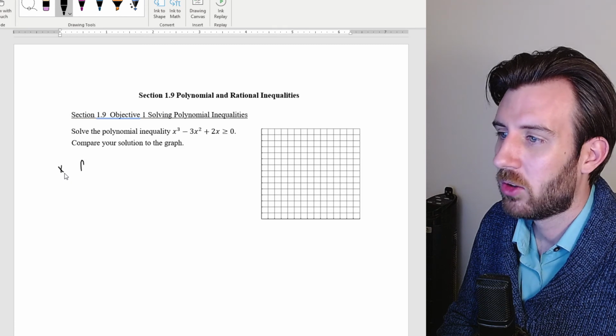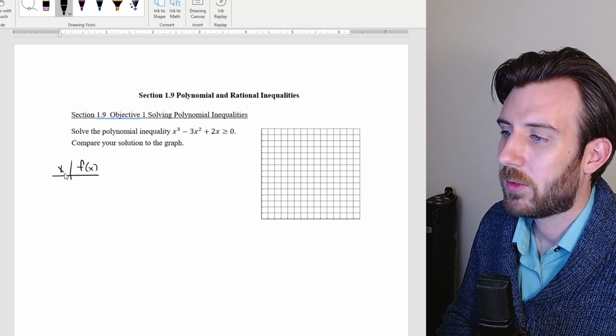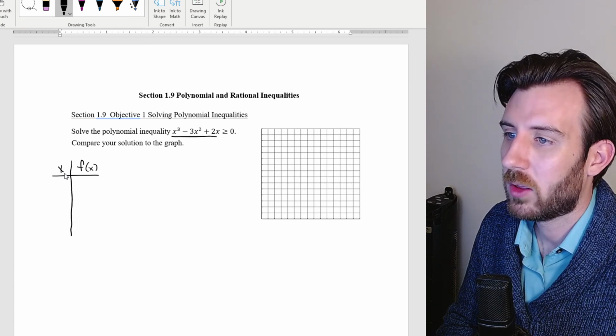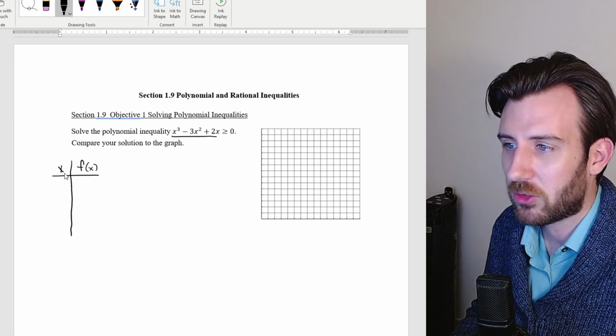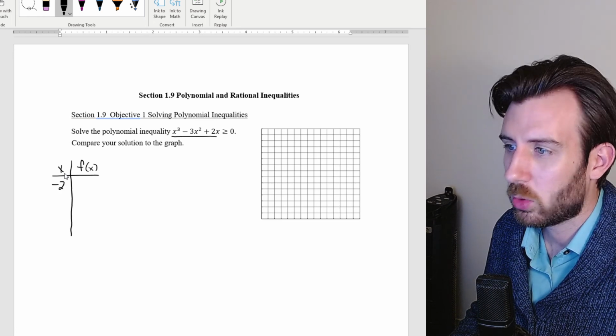I will get out some f of x values. I'll call f of x everything on the left-hand side. We'll label this as all f of x values, and I'll try to look for values that are positive. So we could do some easy ones. Let's maybe start a little bit to the negative. Let's do -2. We'll plug that in.